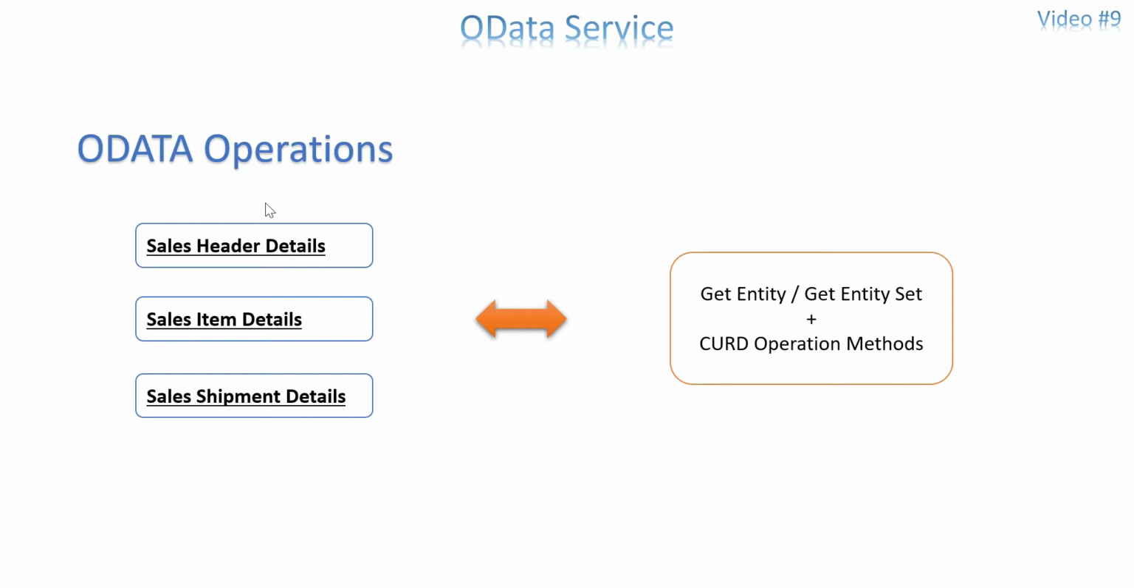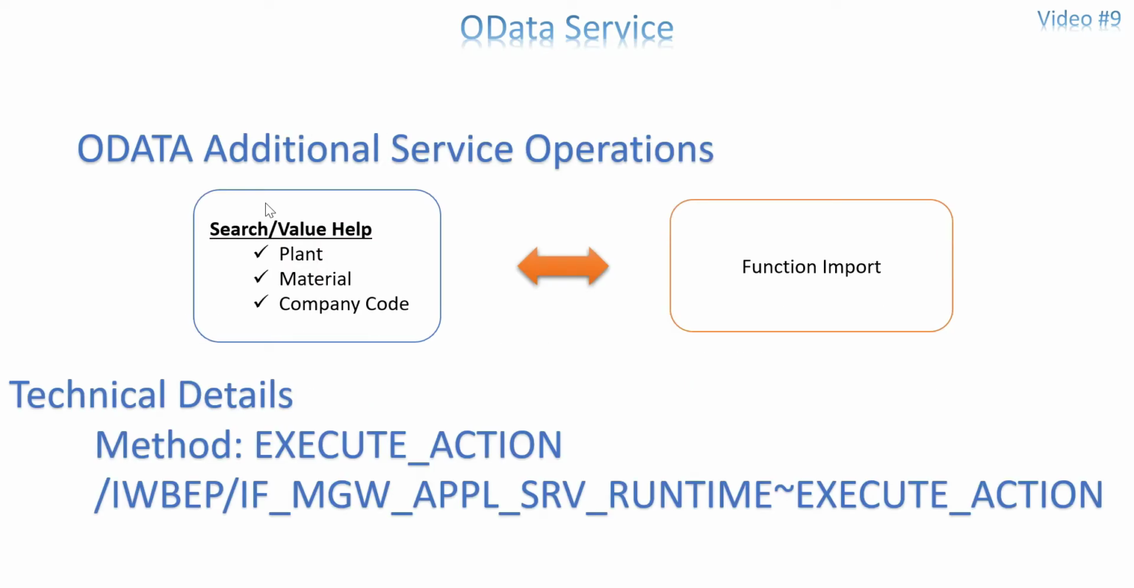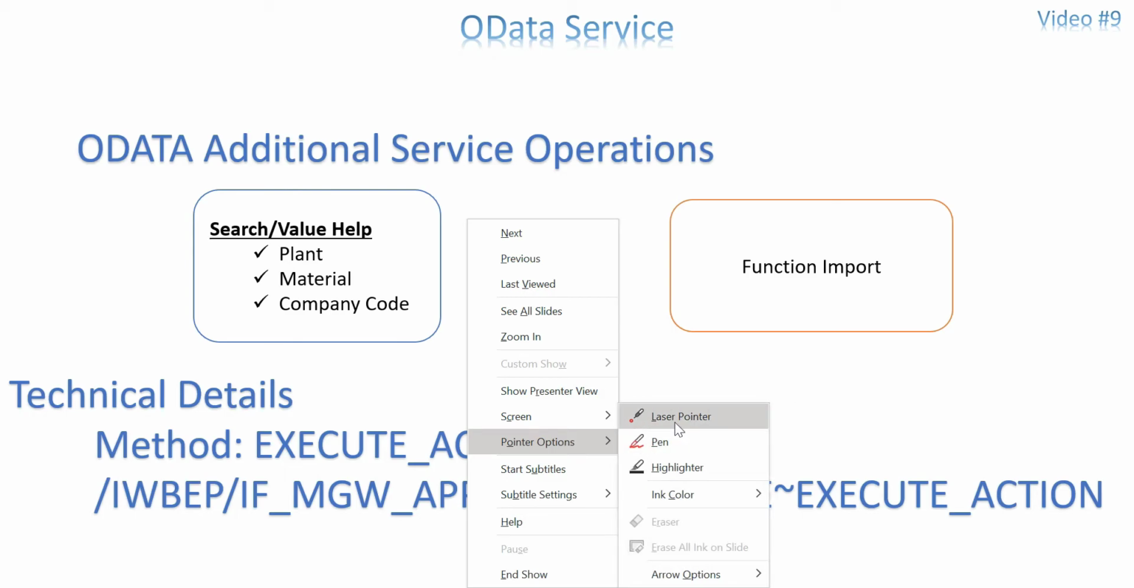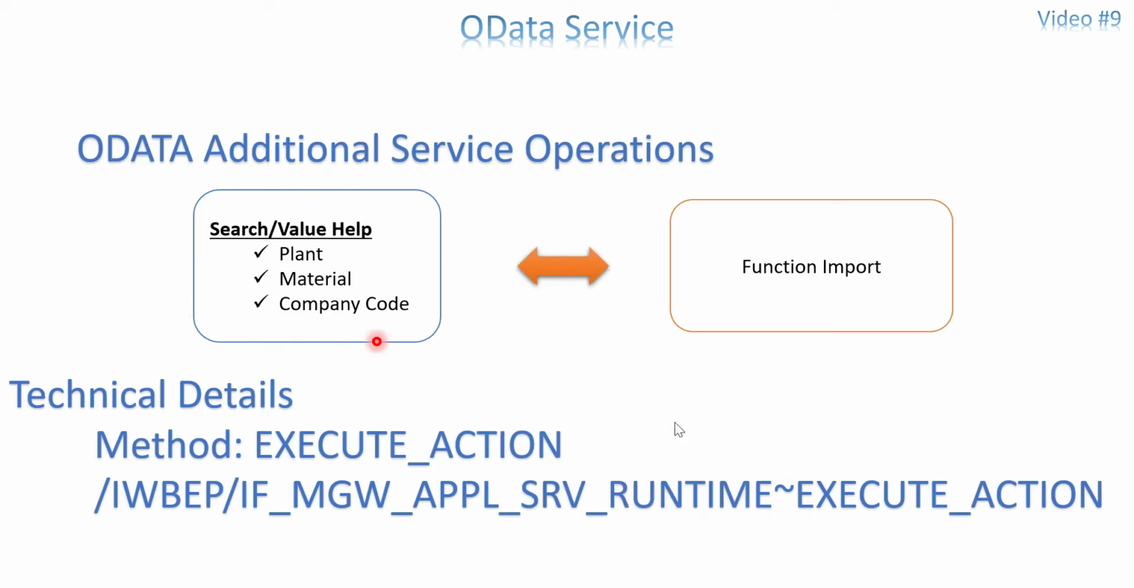Okay, the next one is a business scenario. One business scenario is that my UI has different search help needs. Just imagine they have a UI application, and they want the F4 help, the value help, for plant, material, company code, and so on.